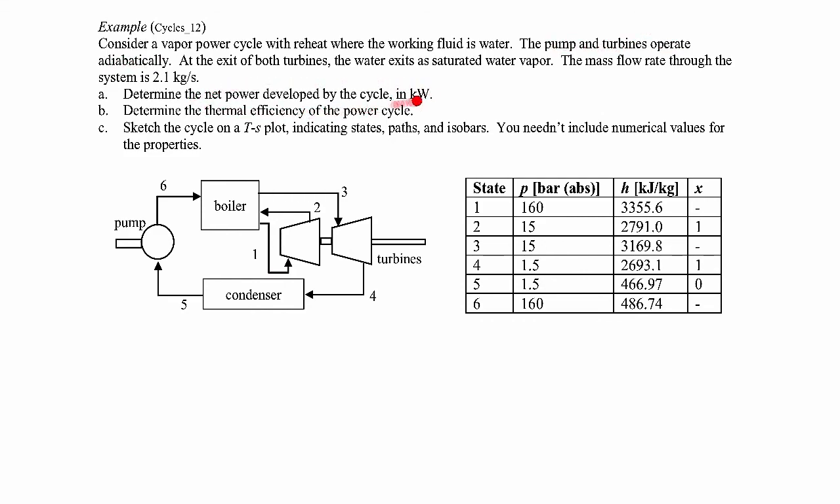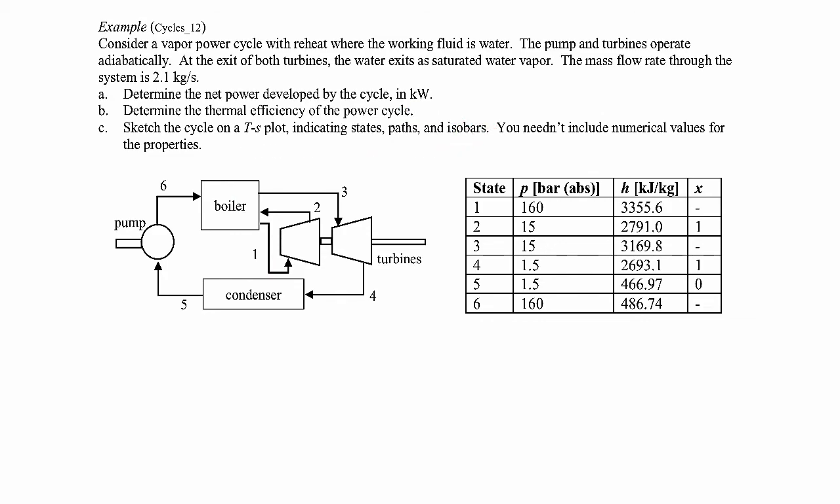Determine the net power developed by the cycle. To find the net power, we want to include the power generated by each of the turbines and then subtract out the power of the pump. Then we want to find the thermal efficiency of the power cycle. This will be our typical formula: the net work out of the cycle divided by the heat put into it. The heat put in will be coming in to the boiler, so we need to include that. And then sketch the cycle on a T-S plot, including states, paths, and isobars.